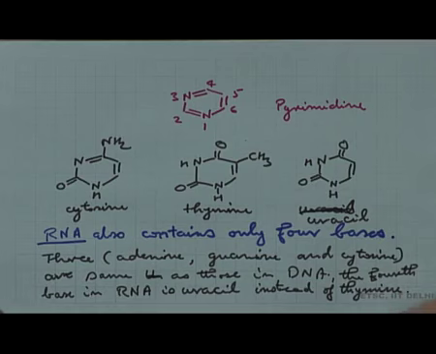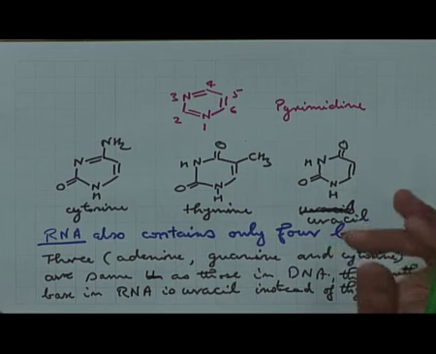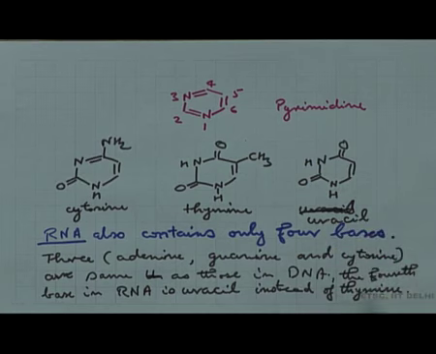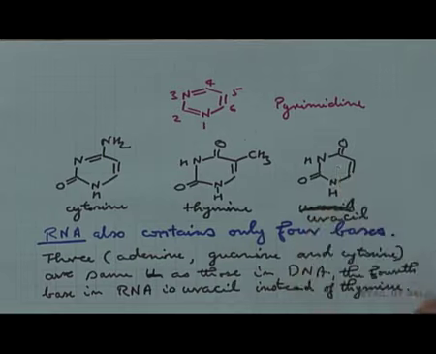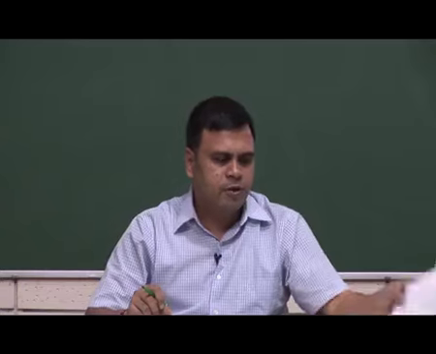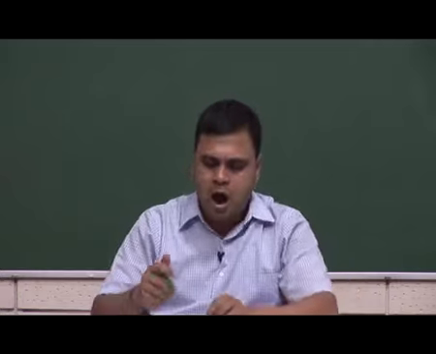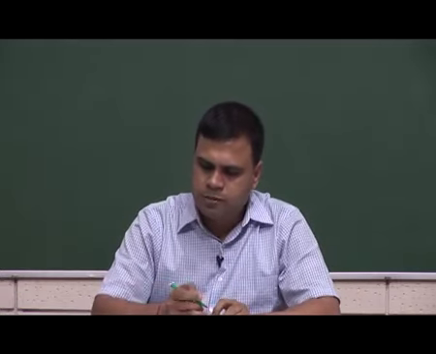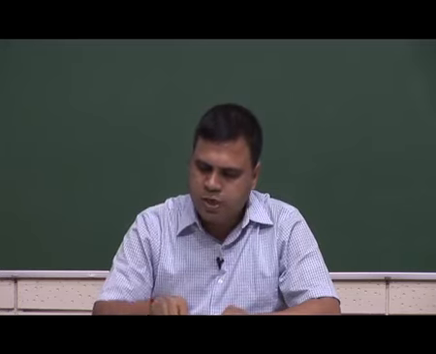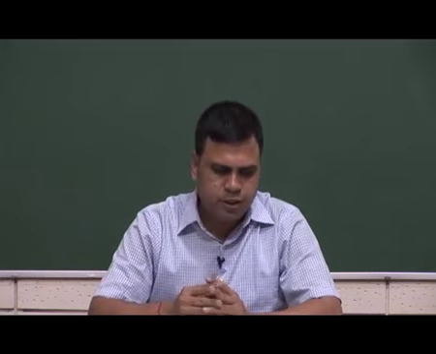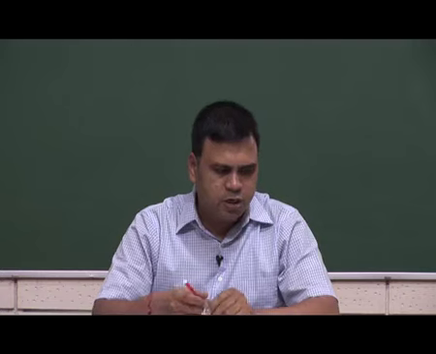RNA also contains 4 bases, and 3 of them, adenine, guanine and cytosine, are the same as those in DNA. The 4th base in RNA is uracil instead of thymine. Here is the structure of uracil. So, this much about the basic structure of nucleic acid. Now, I will talk about how these biomolecules are actually formed. So, first I will talk about the nucleosides.